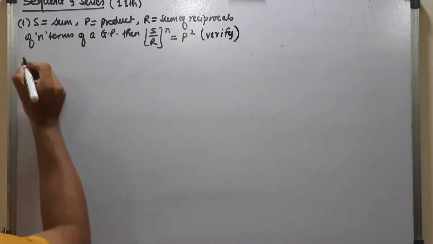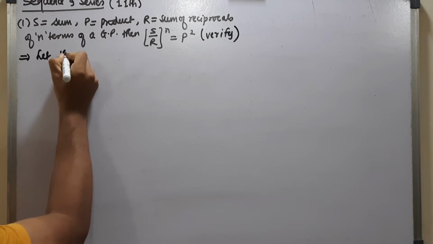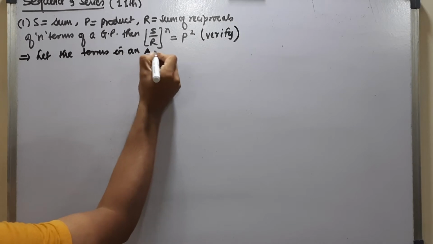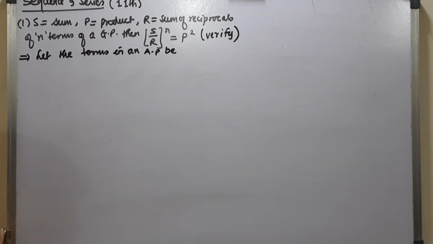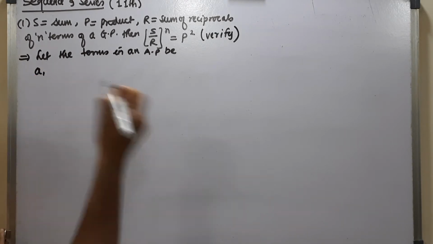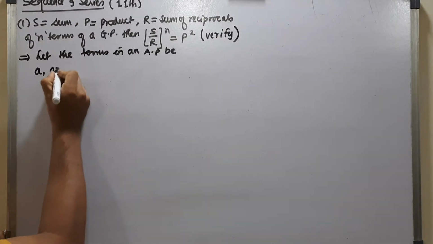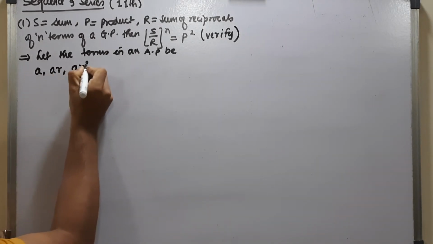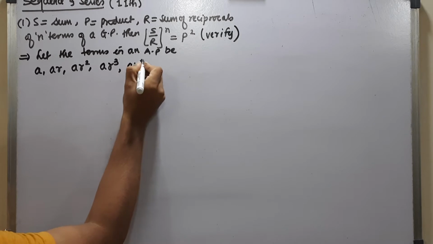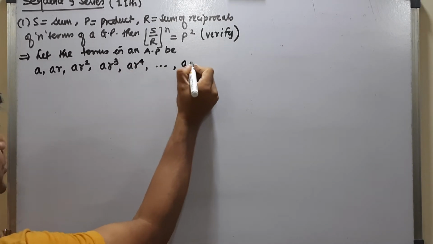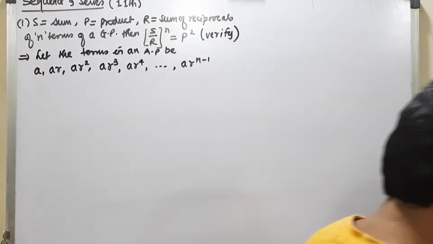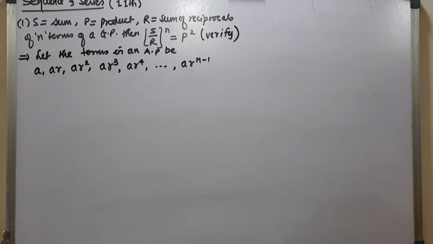So here what I will do, let the terms in a GP be, let me take that sequence to be, let the first term be A, and the common ratio is multiplied always. So the second term becomes AR, the third term becomes AR square, the fourth term becomes AR cube, AR raised to 4, and so on. The last term, which you know by formula, is AR raised to n minus 1. That is, any general term is AR raised to n minus 1.